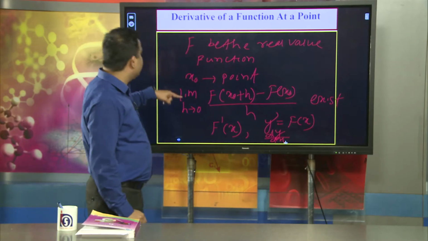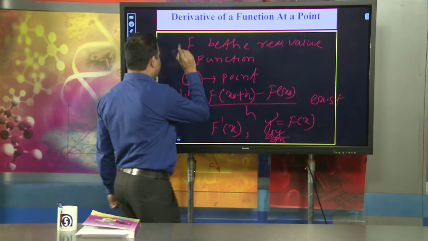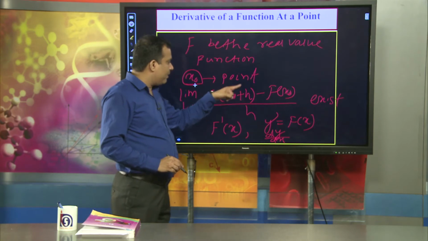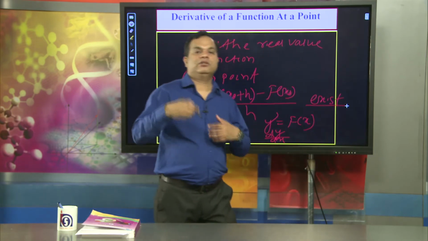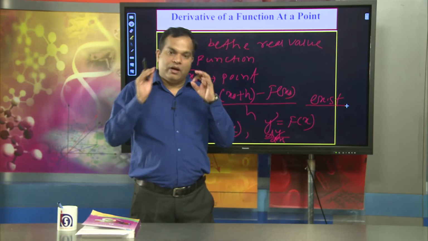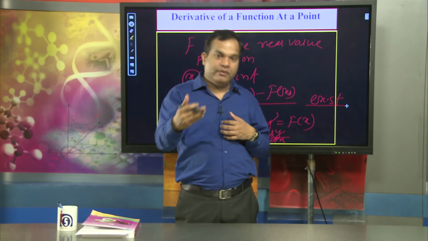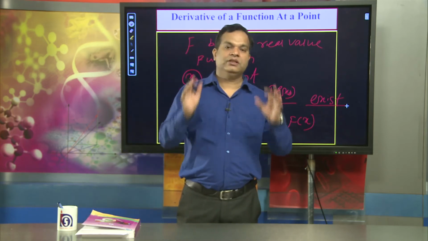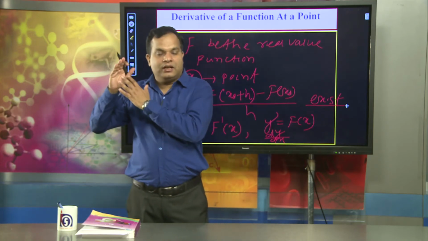So, when talking about the derivative of a function at a point x0, the limit as h tends to 0 of f of x0 plus h minus f of x0 by h is supposed to exist. And we know that when the limit exists, the left hand limit is equal to the right hand limit. Another important thing is that any function that is derivable, or differentiable, must be continuous. Continuous means the functional value must equal the limiting value.